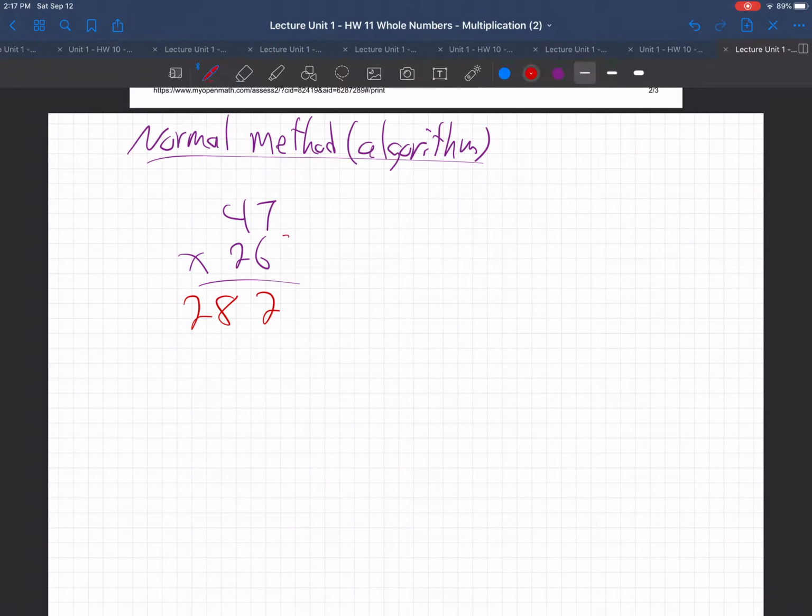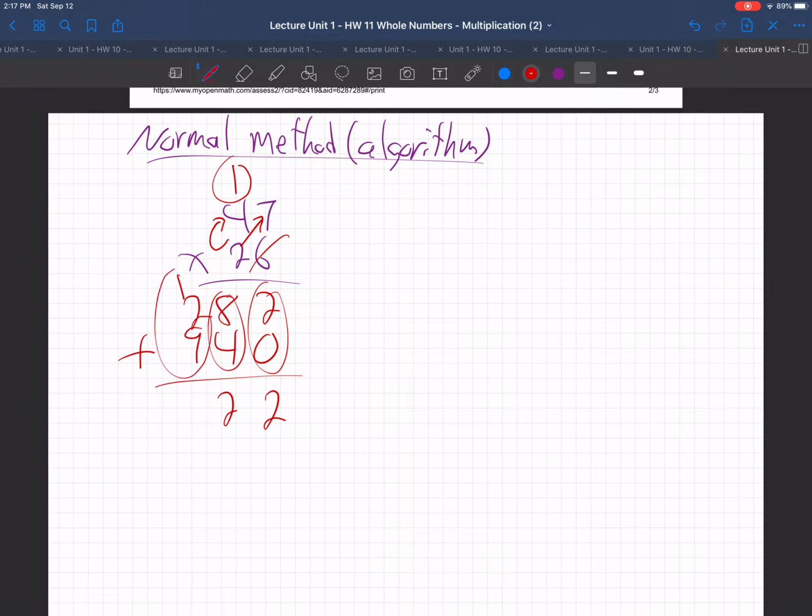And now you start with the 2, and you go 2 times 7. You add a 0 there. 2 times 7, 14, and 2 times 4 is 8. Add the 1, 9. Then you add these up. 2, 8, and 4 makes 12. Carry the 1. There's our answer, 1222.